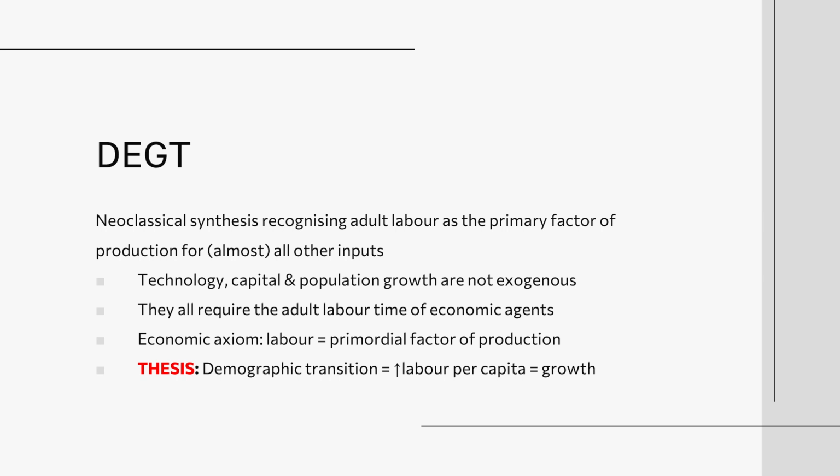Contrary to the exogenous model, which says technology, capital, and population growth are exogenous, in reality, these items all require the adult labor time of economic agents. It goes back to an economic axiom that labor is the primordial factor of production. So, we have four factors of production: land, labor, entrepreneurship, and capital. They boil down to two, basically: natural resources and labor. And labor is the one that's in short supply and the one that you need for production in any economic activity, really. It's the active factor of production.